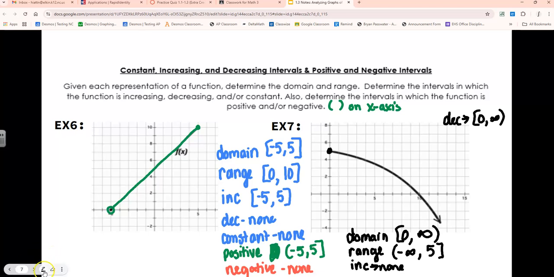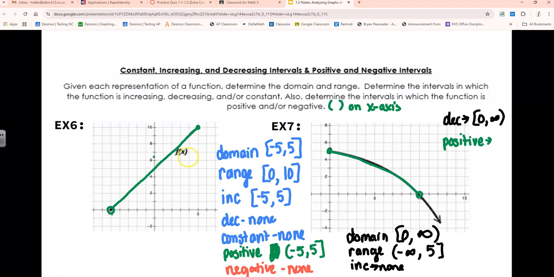Now, positive and negative is a little bit different here. For positive and negative, positive is when we are above the x-axis. Negative is when we're below the x-axis. So above the x-axis is going to be here up to here. We don't want to actually include that spot where it hits the x-axis, so we'll use a parenthesis for that part. So I'm going to show that with an open circle. So for positive, we've got to give the domain where this is positive.